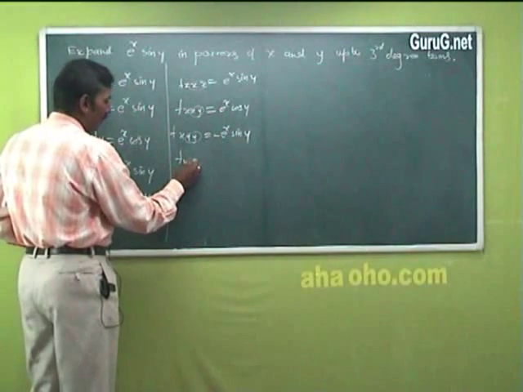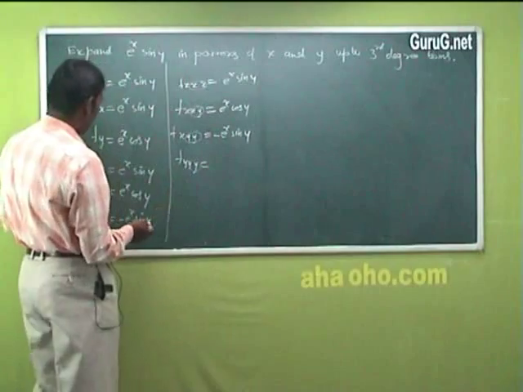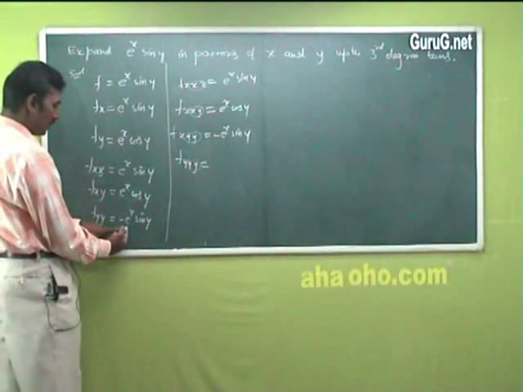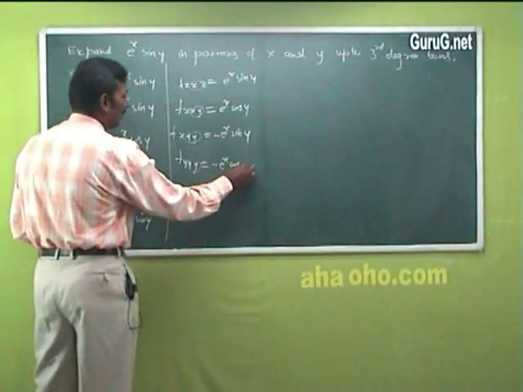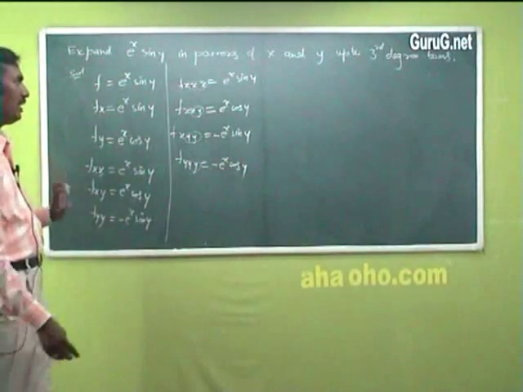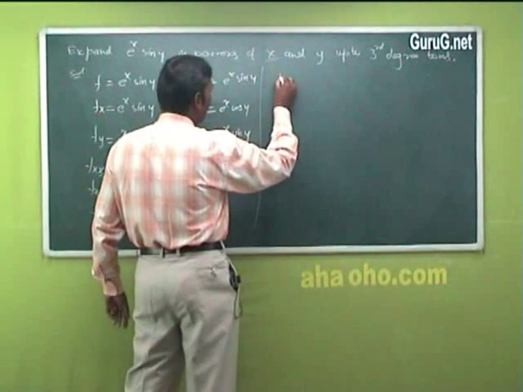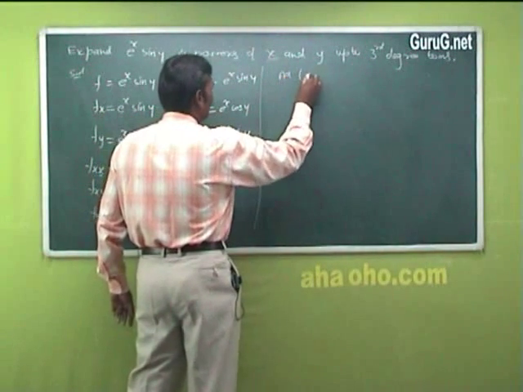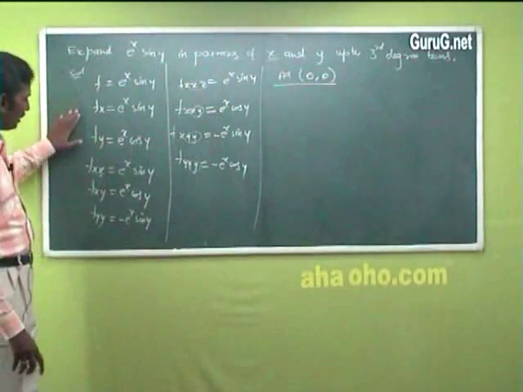Next, f yyy: differentiate f_yy with respect to y, which gives minus e power x cos y. So these are the partial derivatives, right? Since the question says in powers of x and y, you take the point as the origin, (0, 0). So at (0, 0) you find these values, right?